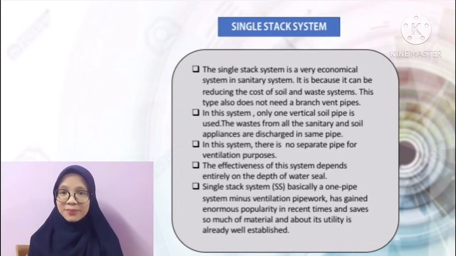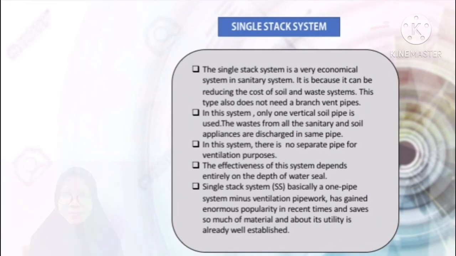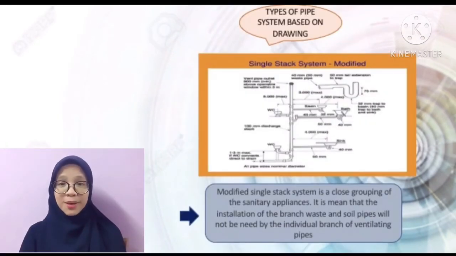In this system, there is no separate pipe for ventilation purposes. The effectiveness of the system depends entirely on the depth of the water seal. Single stack system is basically a one-pipe system minus ventilation pipe work. It has gained enormous popularity in recent times and saved so much material, and its utility is already well established. Type of pipe system based on drawing.